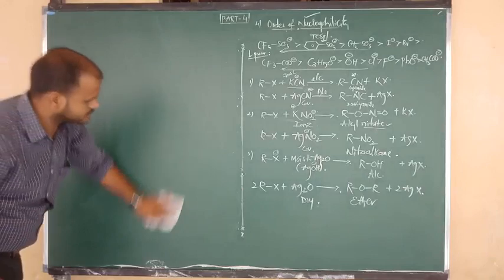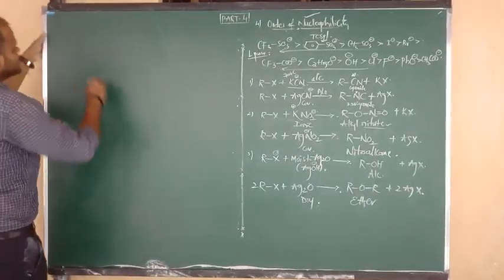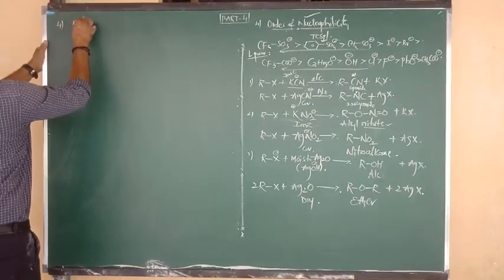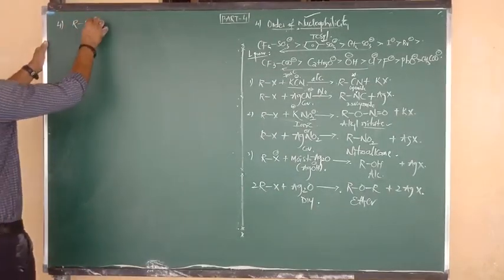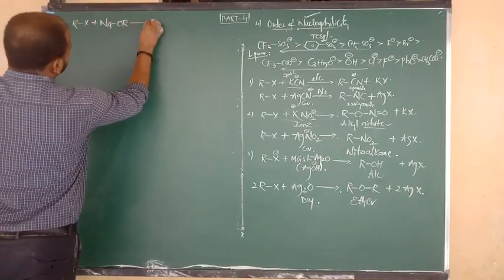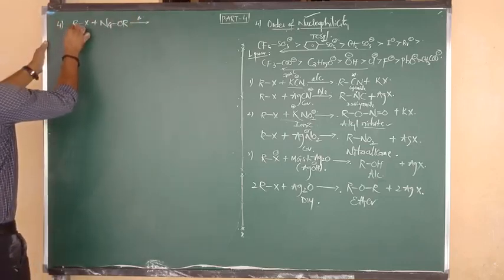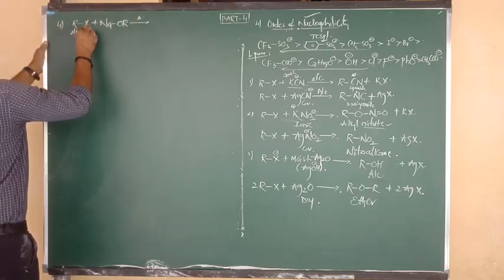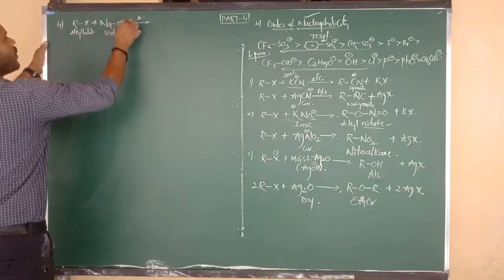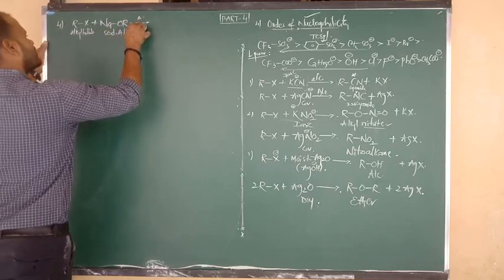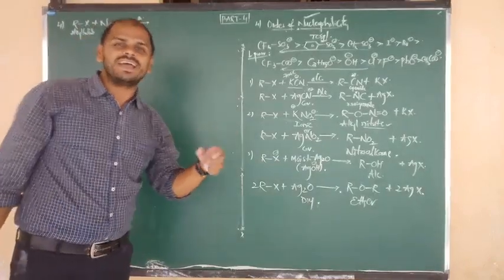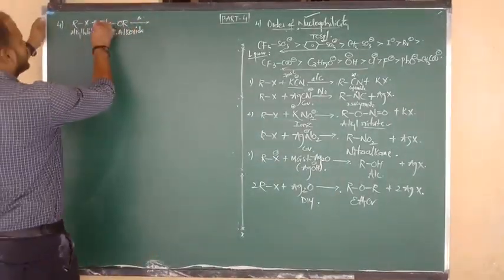Good. Next, the fourth property of nucleophilic substitution reactions. I am going to discuss alkyl halides RX undergoing reaction with NaOR. So what is meant by RX? Alkyl halides. On reaction with NaOR, Na means what? Sodium. OR is what? Alkoxide. So alkyl halides on reaction with sodium alkoxide, you know this reaction very well. So what is the product?